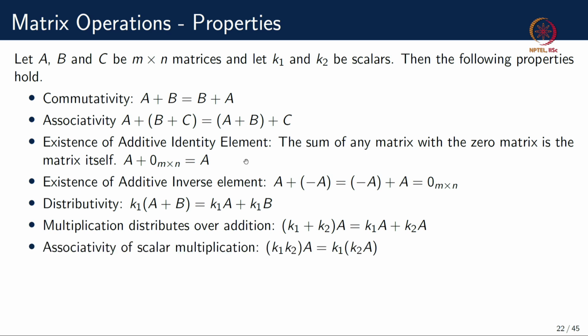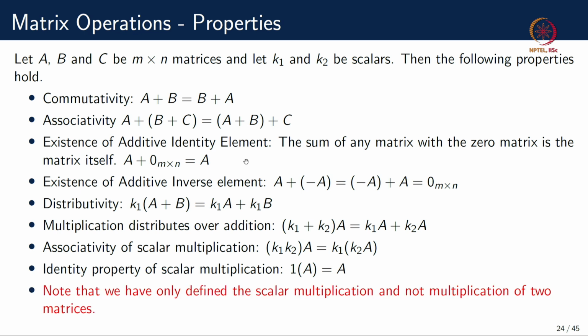Associativity of scalar multiplication is K1 K2 into A is equal to K1 into K2 A. Identity property of scalar multiplication, 1 into A is A. Note that we have defined scalar multiplication and not multiplication of two matrices.